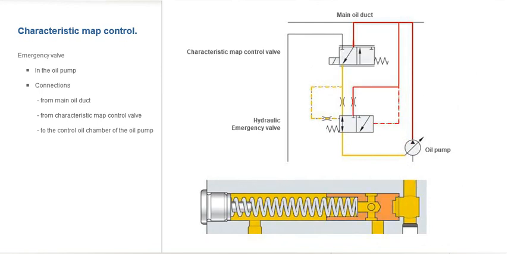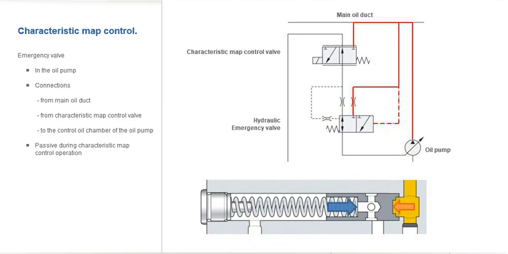When the characteristic map control valve is energized, the piston in the emergency valve is pressurized on both sides. The spring pushes the piston into its end position. The oil from the characteristic map control valve passes through a borehole in the piston and enters the control oil chamber. The hydraulic emergency valve, therefore, behaves passively during characteristic map control operation.